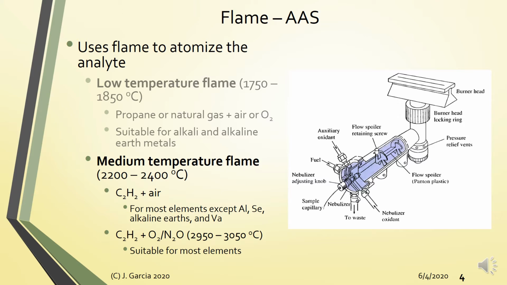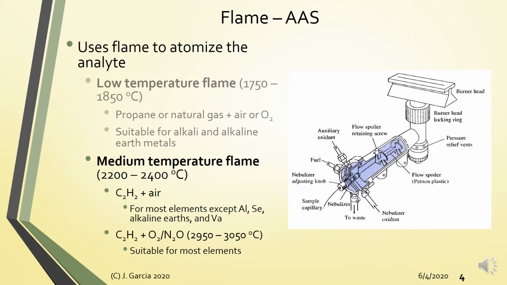The problem here for aluminum and selenium is that they form what you call refractory oxides. So refractory oxides are very stable oxides. For those cases, you need higher flame temperatures, wherein you use hydrogen gas as your fuel.